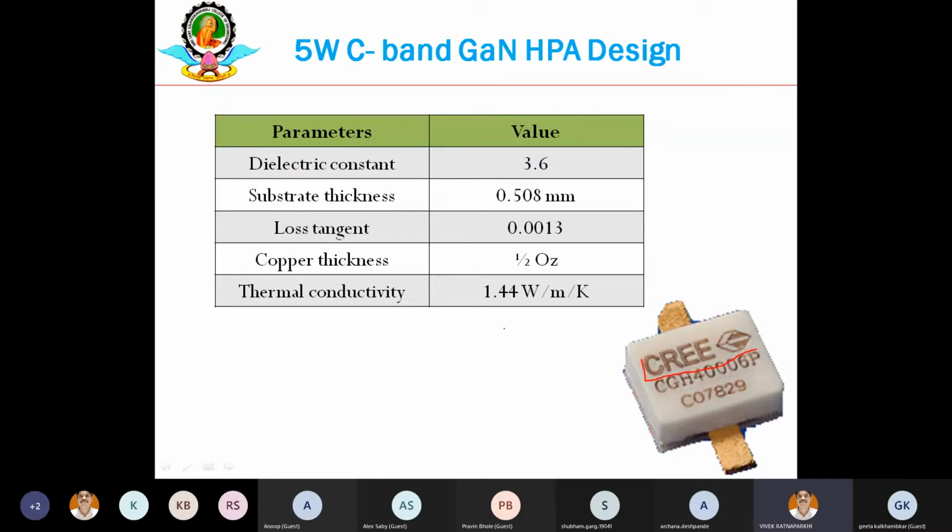So which substrate you will be using, because there will be a lot of power going around your high power amplifier. So you have to be very careful about the thermal conductivity of the substrate. So I have chosen the substrate from RT Duroid 5880, whose dielectric constant is 3.6, substrate thickness 0.508 mm, and loss tangent is 0.03, and copper thickness is 18 micron, or you can say half ounce.